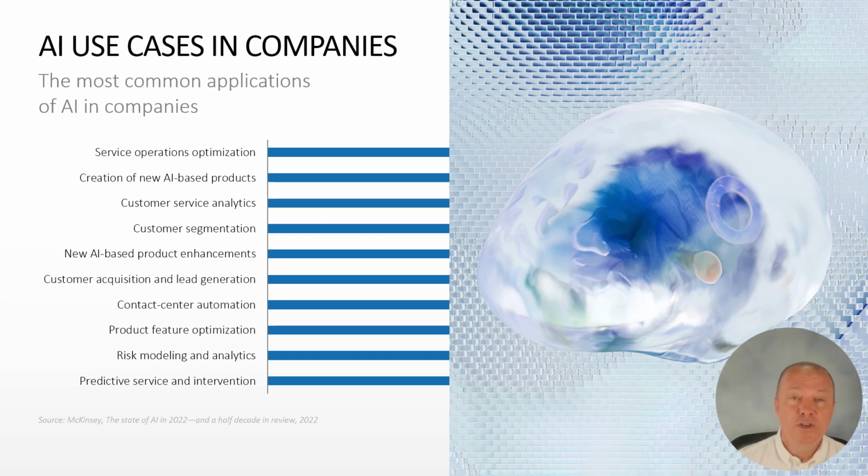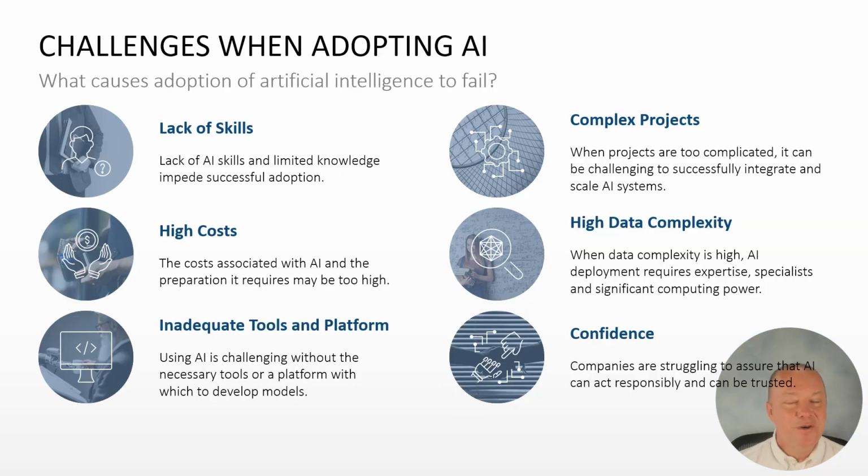We also are looking to use AI for better customer acquisition and lead generation, for call center automation, for product feature optimization, risk modeling, analytics, as well as predictive service and intervention. So we naturally want to run to the advantages of AI and how it's going to make our organizations more effective, more profitable, helping them to excel, as well as how we can use AI to improve our very lives. Unfortunately, however, we have some impediments to using AI, things that we need to overcome.